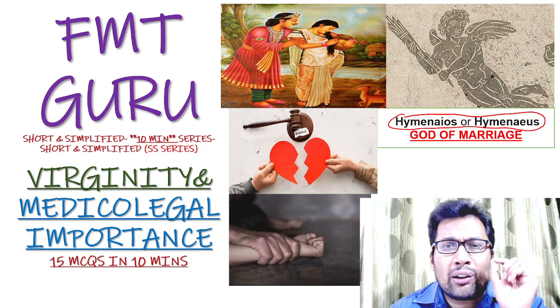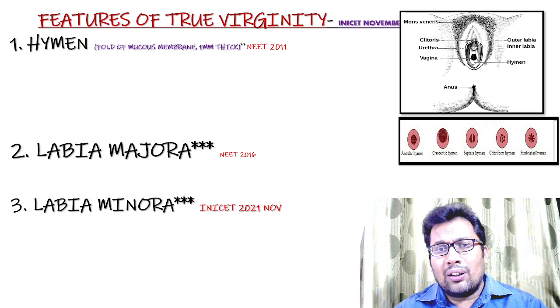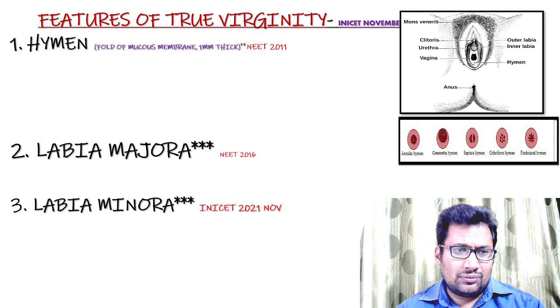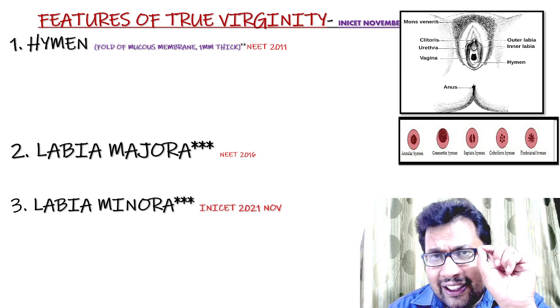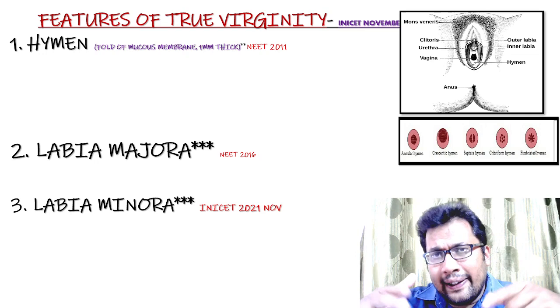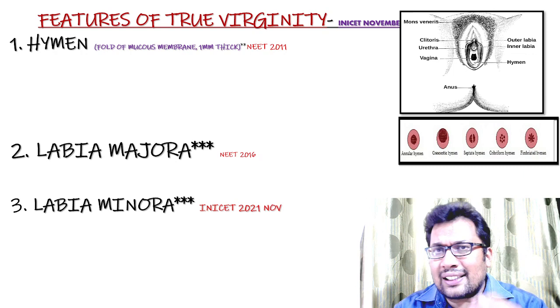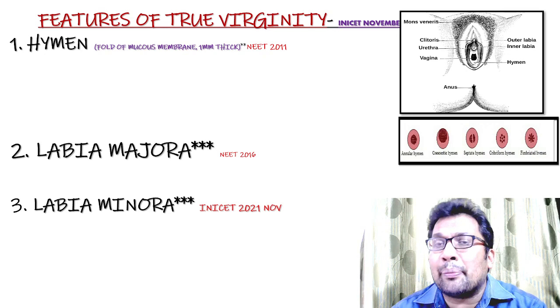Let's discuss what are the features of true virginity. The diagnosis of virginity is not based on a single factor. It is based on multiple components. There are six important components: the hymen, labia majora, labia minora, vagina, the breast, and other important findings. It is not based only on the hymen.